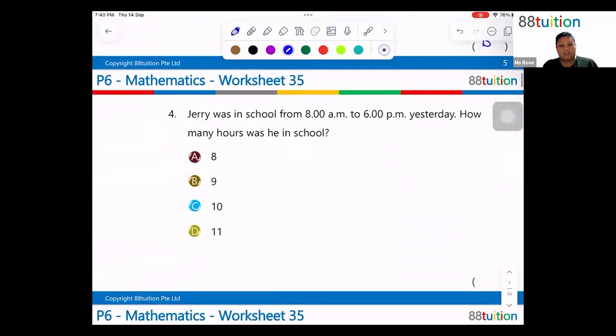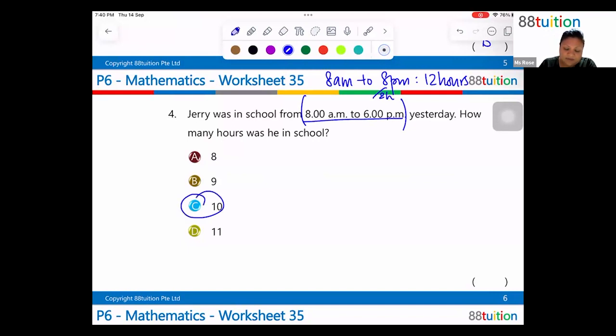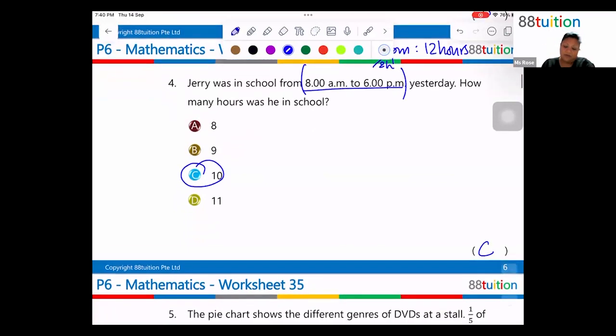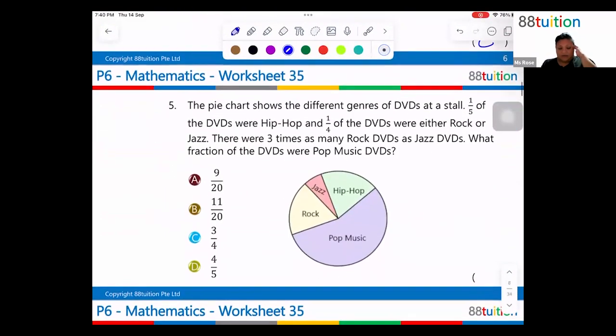Okay? Now, question number 4. It is a time question. It says here, Jerry was in school from 8 a.m. to 6 p.m. How many hours was he in school? Now, take note, from 8 a.m. to 8 p.m. is 12 hours, right? So, short of 2 hours will be 10 hours. Okay, very good, Niall.